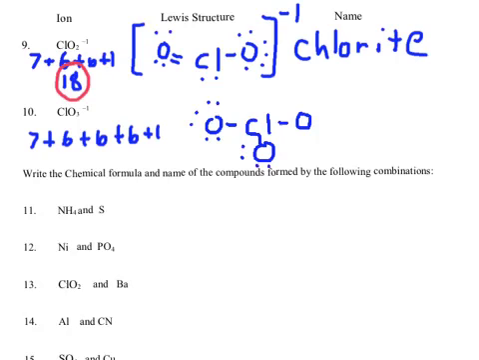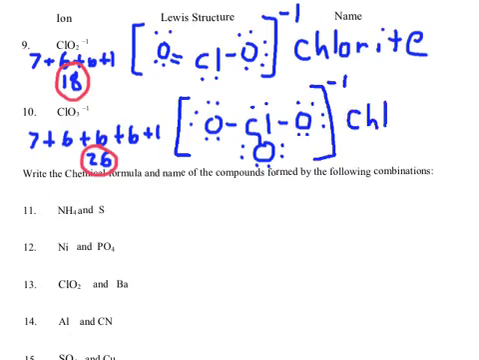Wait a second. I didn't count up my total. Okay, what's my total here? I've got 18, 19, I've got 26. Oh, Eric. You should have been careful there. So now I got to go back and recount. I got 2, 4, 6, 8, 10, 12, 14, 16, 18, 20, 22, 24, 26. Hey, it all worked out. And this one has a -1, and this one is called the chlorate ion.